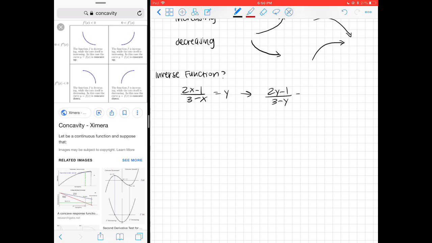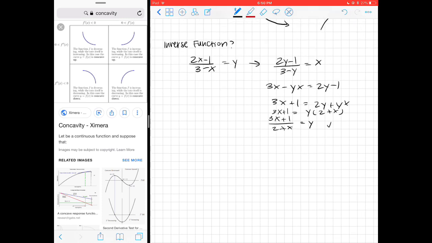So if you guys don't remember what an inverse function is, the definition is f of a equals b, and the inverse of that is f of -1 of b equals a. So essentially in this problem, I'm going to be replacing the x with a y, and vice versa. Solving for the y by itself using algebra is how we're going to go about this problem. And with simple division, moving things over, we'll get that y equals 3x plus 1 over 2 plus x, which is one of the answer choices.